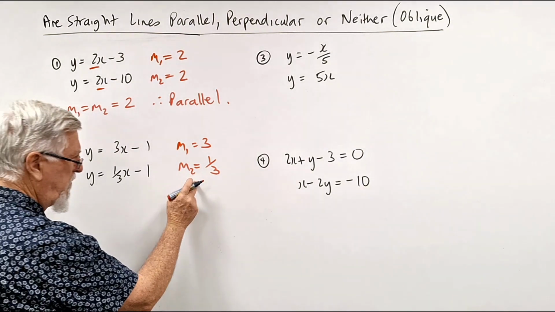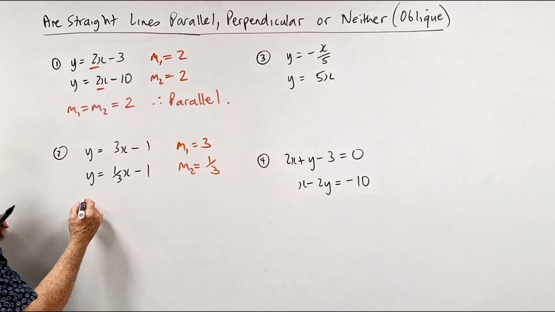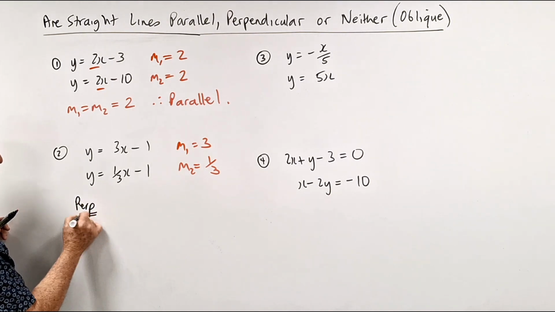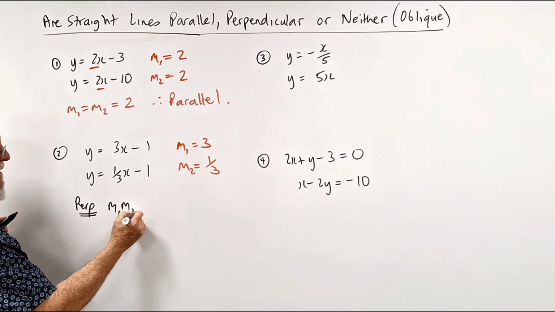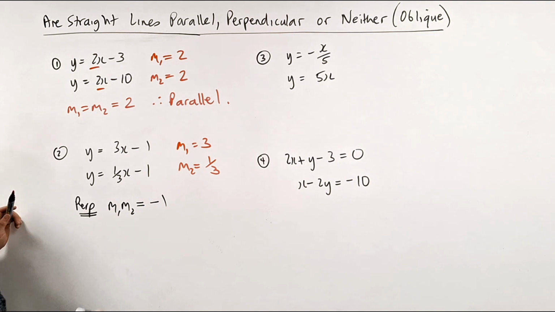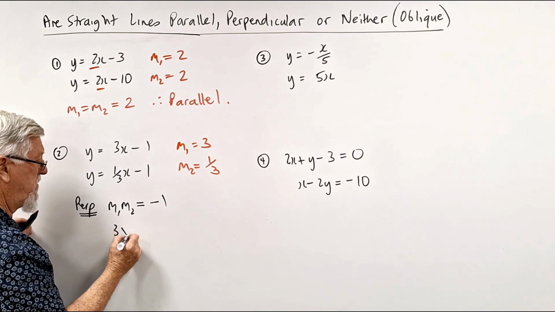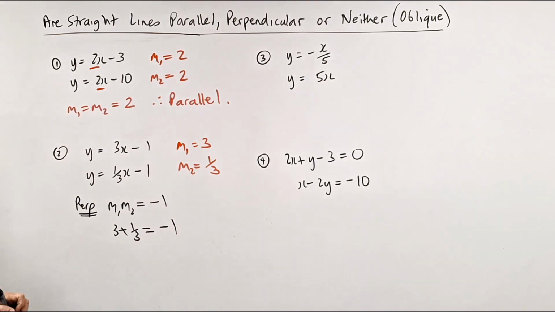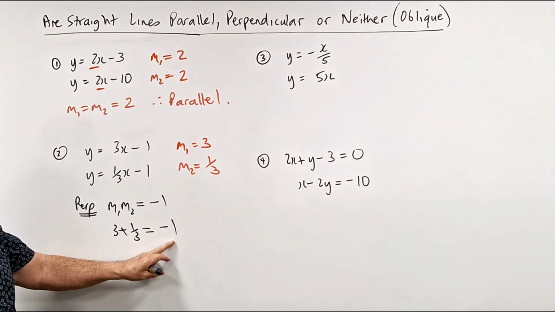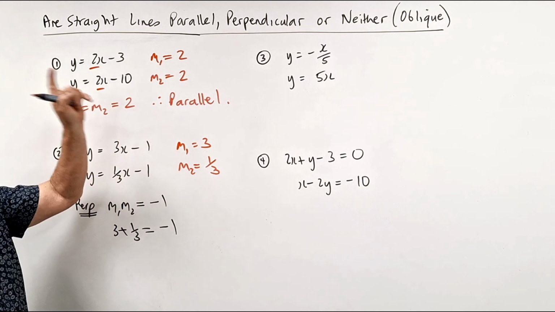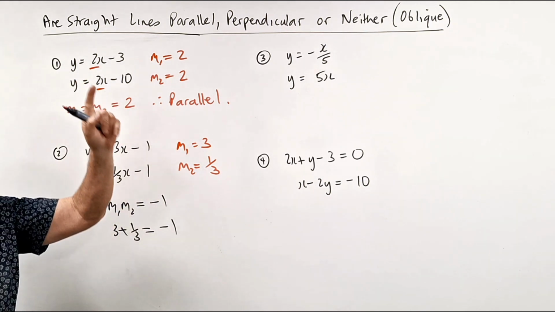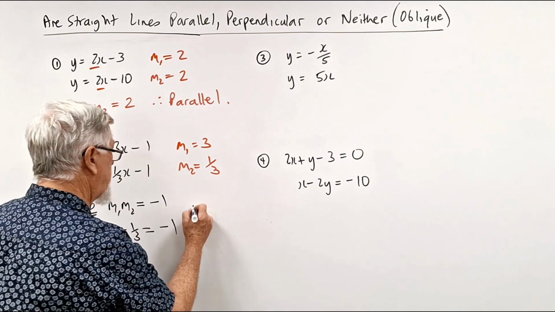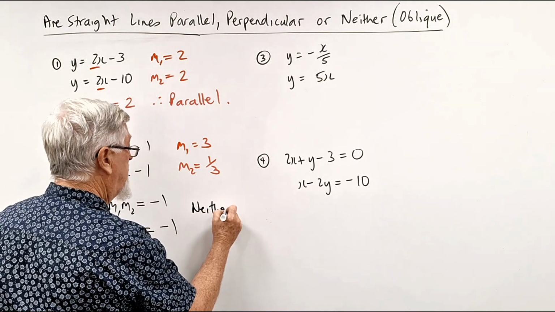So let's have a look at what people think about. The rule for perpendicular is m1 times m2 is minus 1. I'll go through that on another video. So if I went 3 times 1/3, does it equal minus 1 or negative 1? No, it equals positive 1. So that means these two are not parallel and they're not perpendicular. So we'll refer to them as neither.